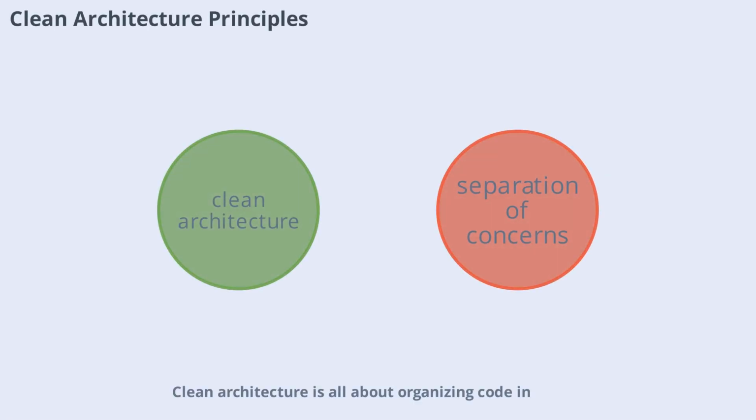Clean architecture is all about organizing code in a way that's easy to understand and maintain. By separating concerns and using clear boundaries between layers, we make the system more robust and adaptable. This approach not only improves scalability but also makes it easier to add new features or fix bugs.